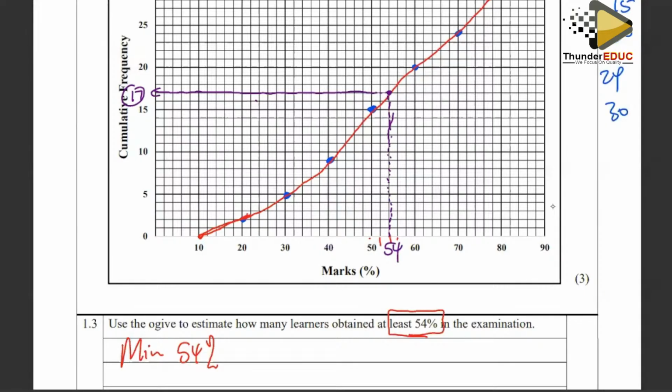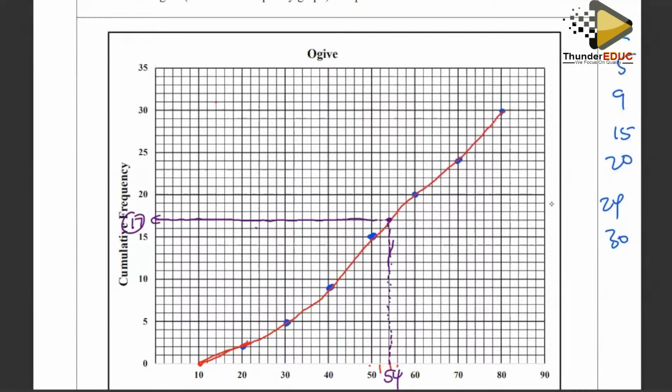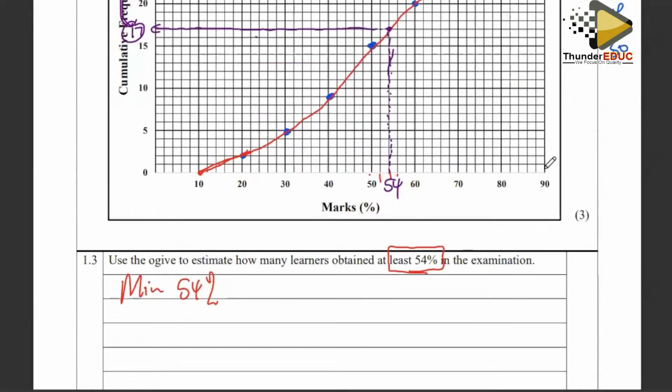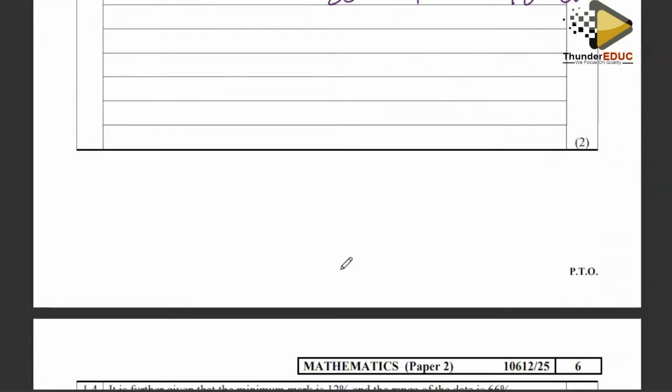But now for us to get more than 54, we're going to get the maximum. Whatever is above here is more than 54. So you're going to say 30 minus 17, and that must give us something like 13. So we have 13 learners, so 13 learners have just above 54%. All right, then we move on to the next one.